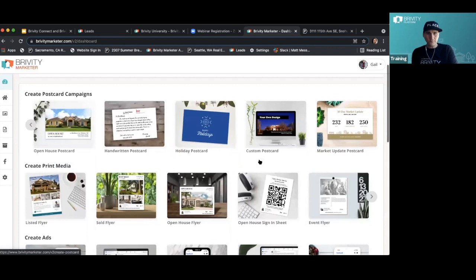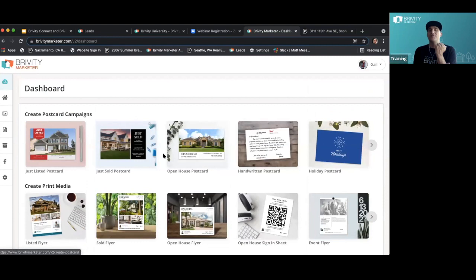So there's a whole suite of direct mail marketing style postcards in here that you guys can leverage, edit, use. Really, really powerful. Okay. The next piece in here is the print media stuff.